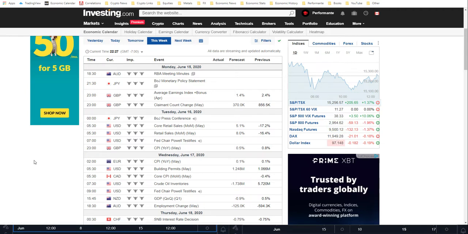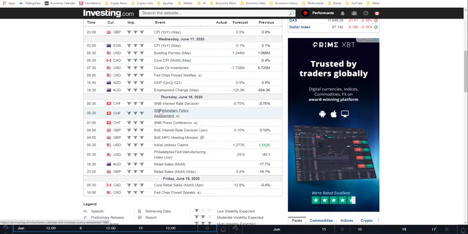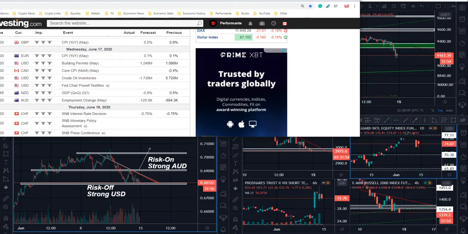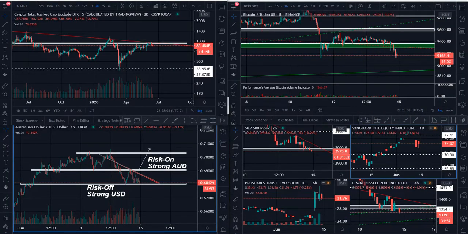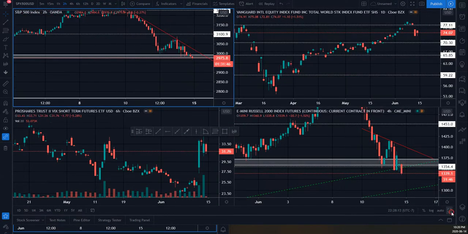So first thing, we got quite a bit of retail sales from a few countries, notably America. We got retail sales on Tuesday, and then later on in the week we have retail sales from Australia, England, and Canada as well. So that's going to be interesting to see, as well as some GDP numbers. But the main thing we're going to get into is the possible move down within the equities market.